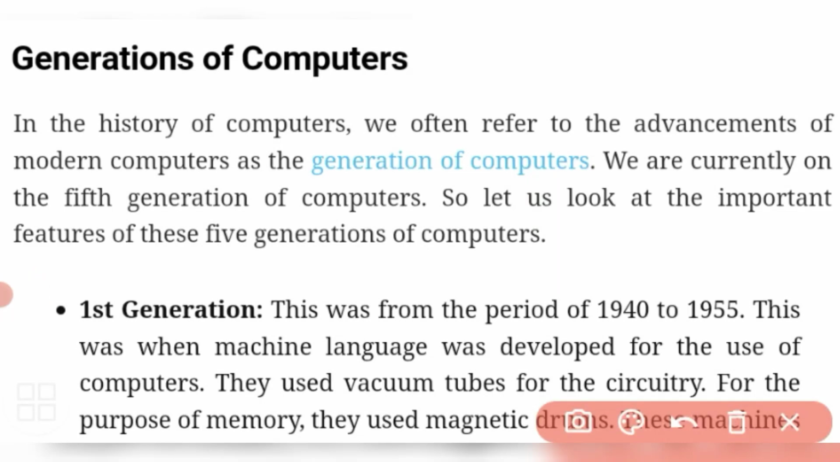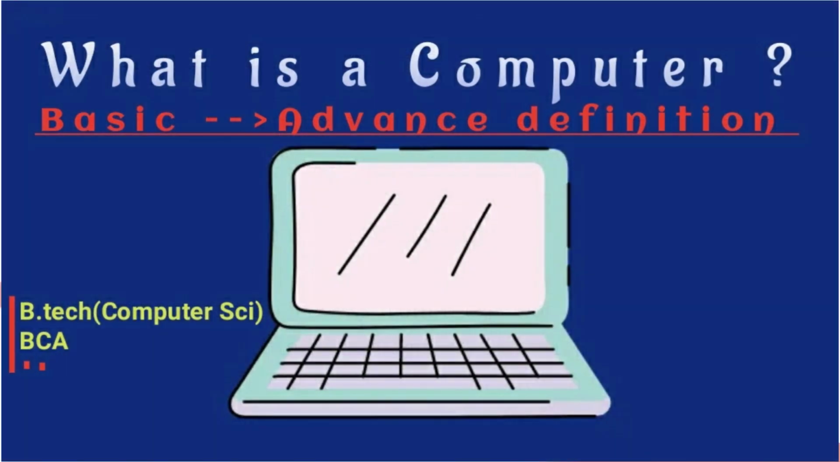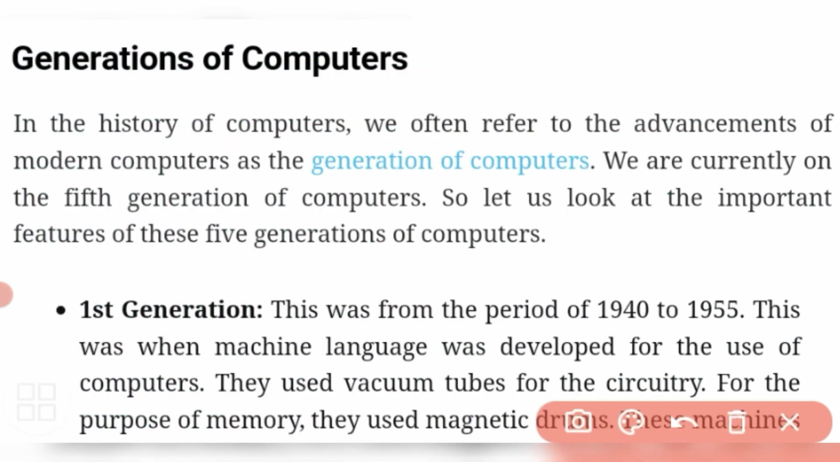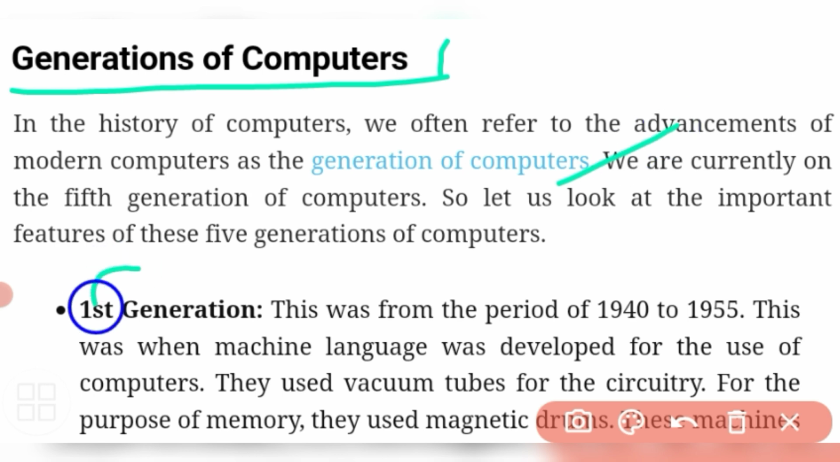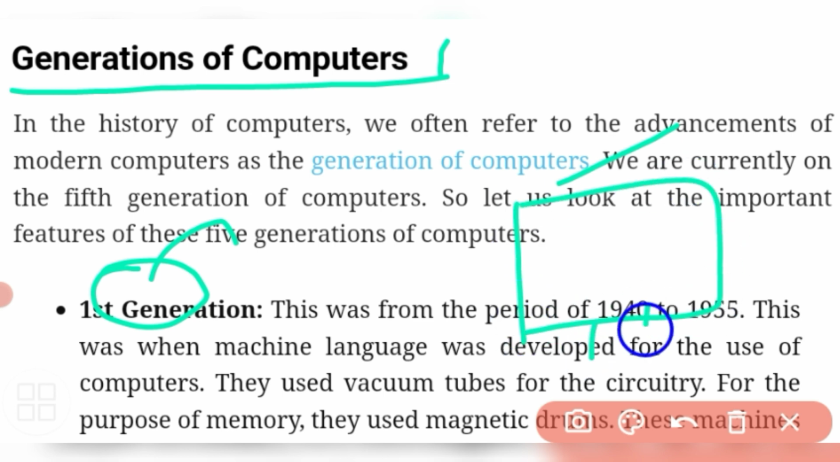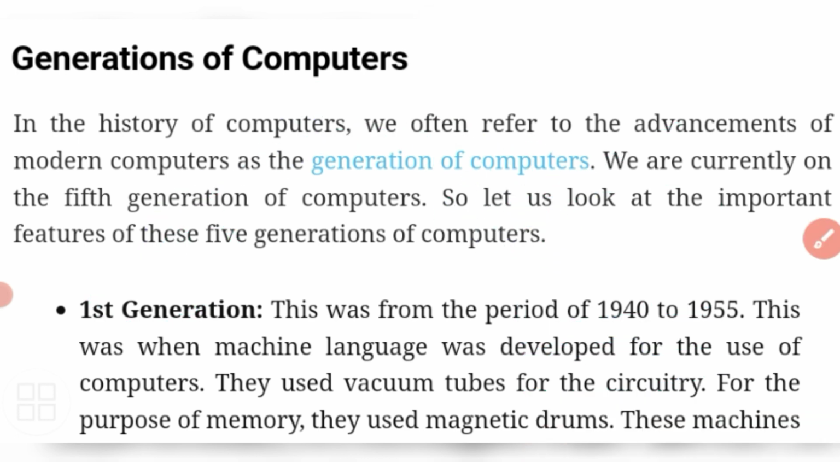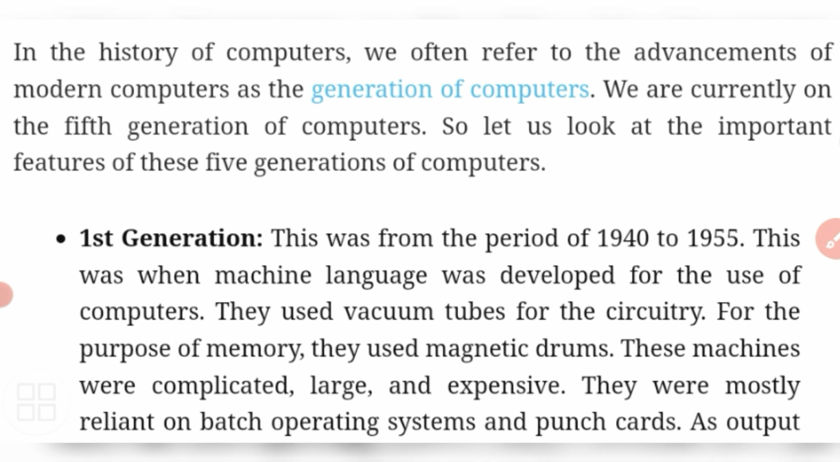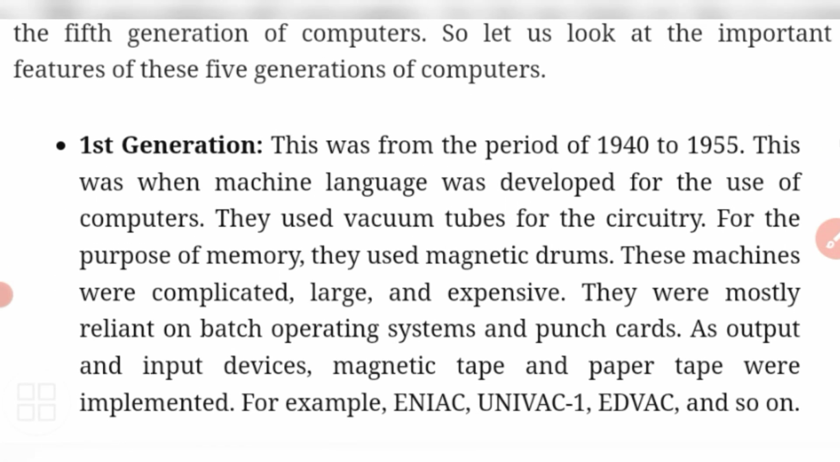In the previous video we discussed the basics of what a computer is and how to define the computer on which you are going to work for years. The second topic is the generations of computer. So what are the generations of computer? In the history of computers, we often refer to the advancement of modern computers as generations. Suppose the first computer was a basic machine, but now computers do work like a human. So how can we say how far we have traveled from here to here? We have divided this whole journey into 5 generations. So we discuss it one by one.